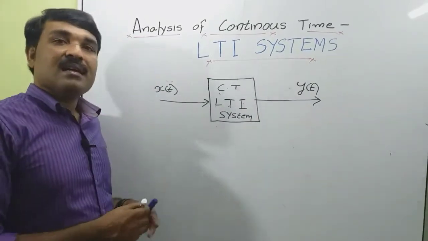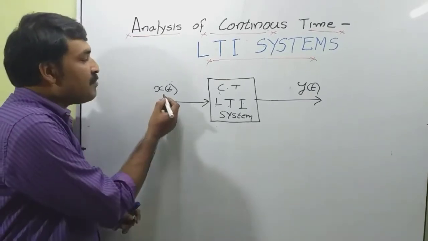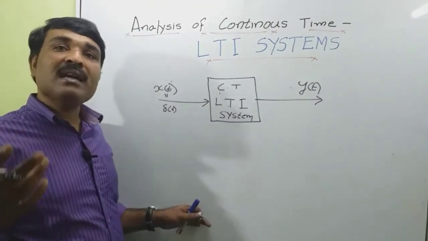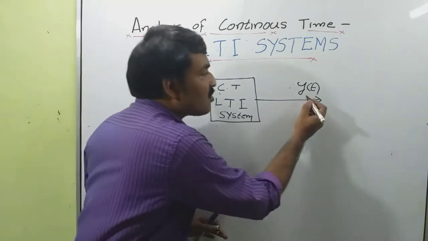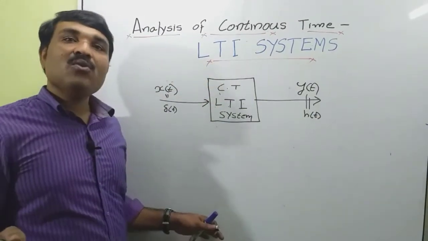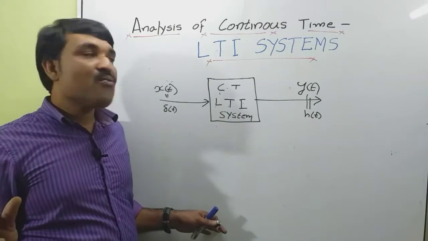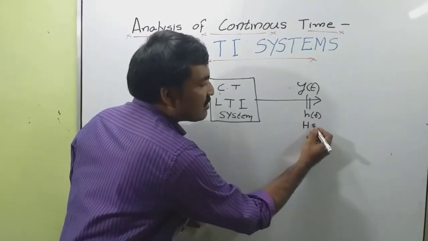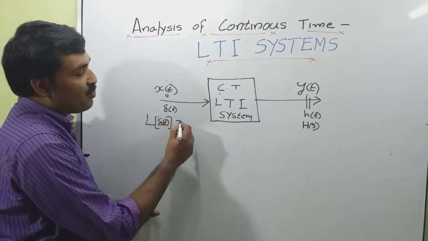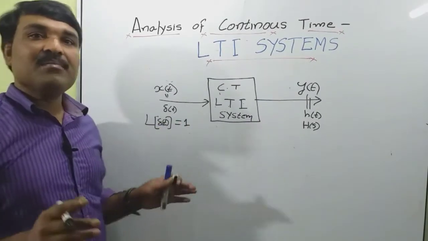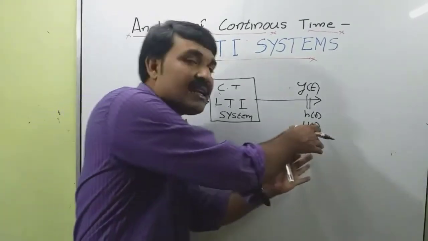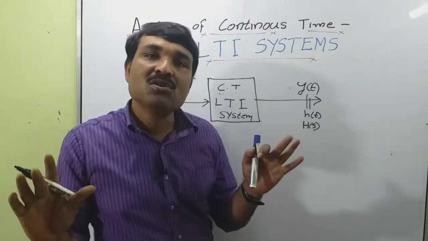Suppose I am giving an impulse input to the system. An impulse input is represented by x of t equal to del of t. Then the corresponding output is called the impulse response. The impulse response is usually denoted by the letter h of t. Now we know that the Laplace transform of h of t is denoted by H of s, and the Laplace transform of del of t is equal to 1. That means when we give an impulse input to the system, we get an output, and that output is called the impulse response of the system.